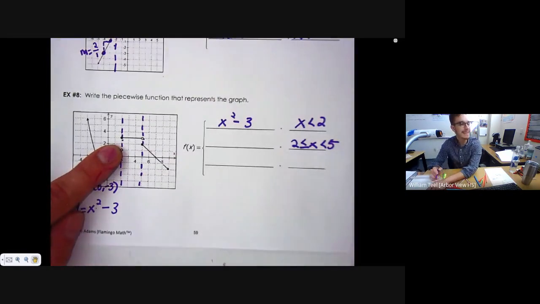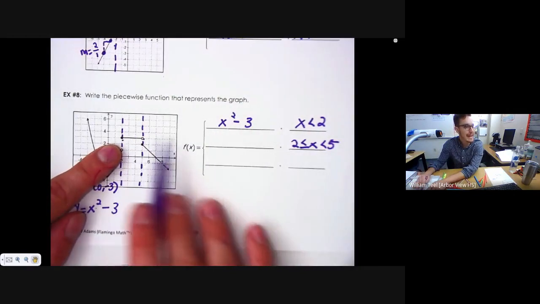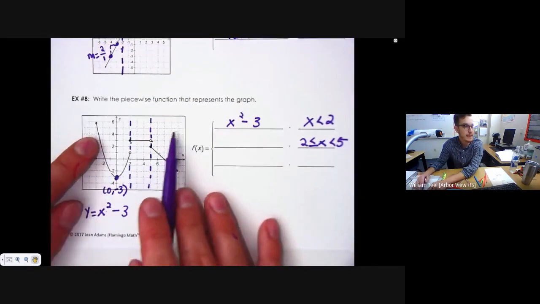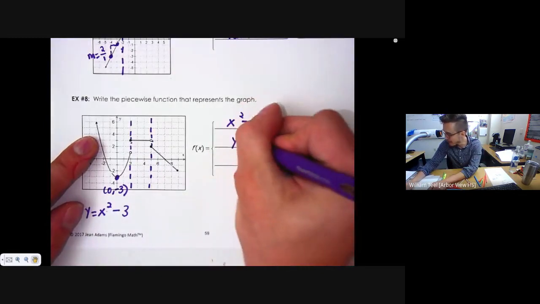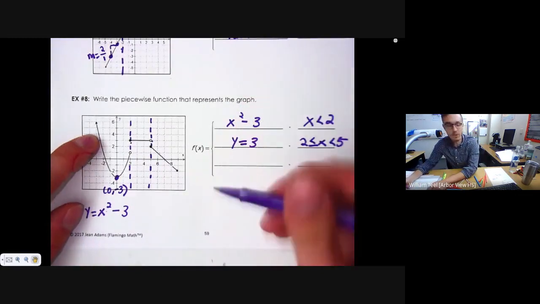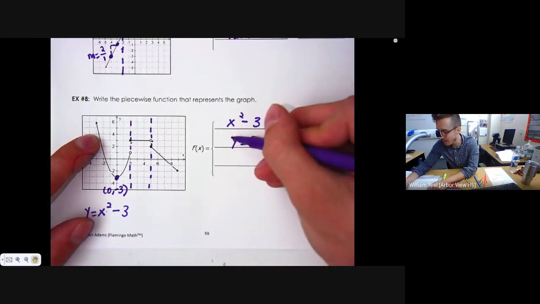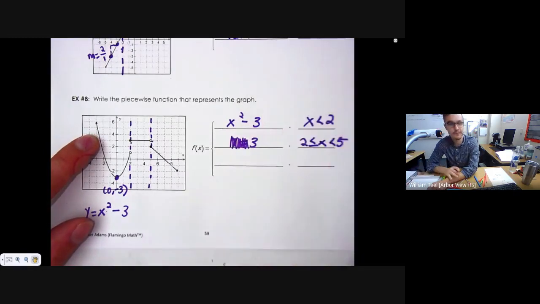Now let's figure out what that line is. Since I have a horizontal line, that means I'm going to have y equals something. My y value is 3, so this is going to be y equals 3. Now, since we're looking at a piecewise, you don't actually have to write the y equals. We're just going to have 3 right here.